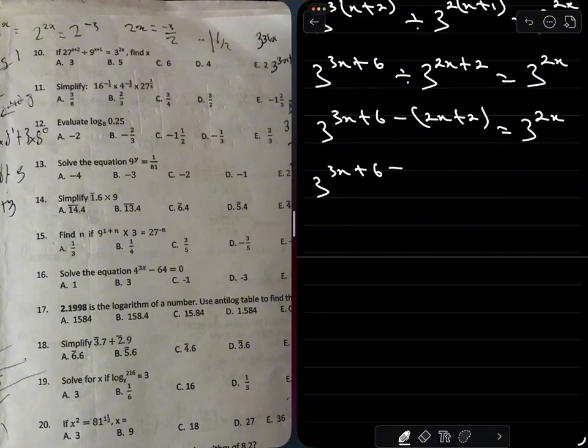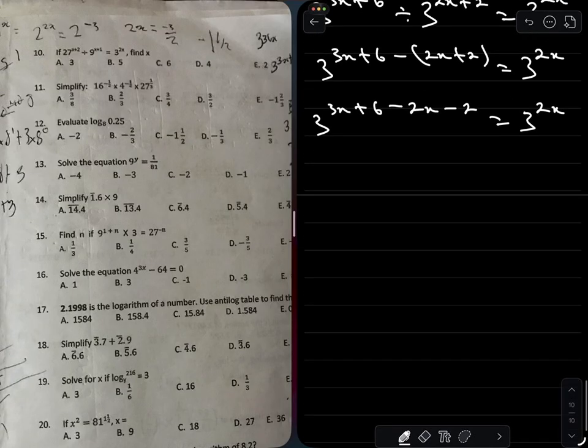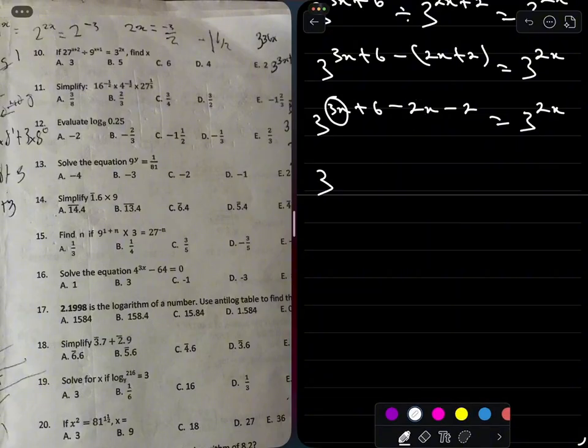2x plus minus 2x plus 2. When you open the brackets, minus times 2x is minus 2x, and minus times plus 2 is minus 2. Do you understand? Yes. Equals 3 raised to the power 2x. Exactly. That means 3 raised to the power 3x minus 2x is what?